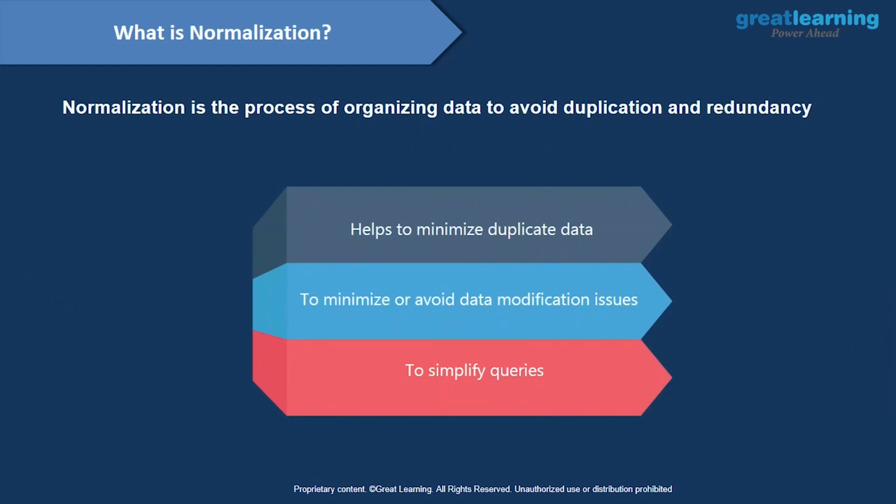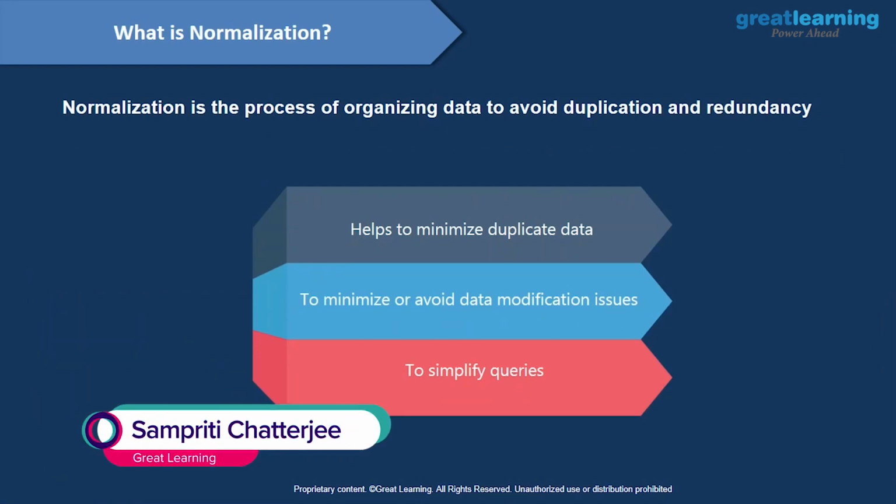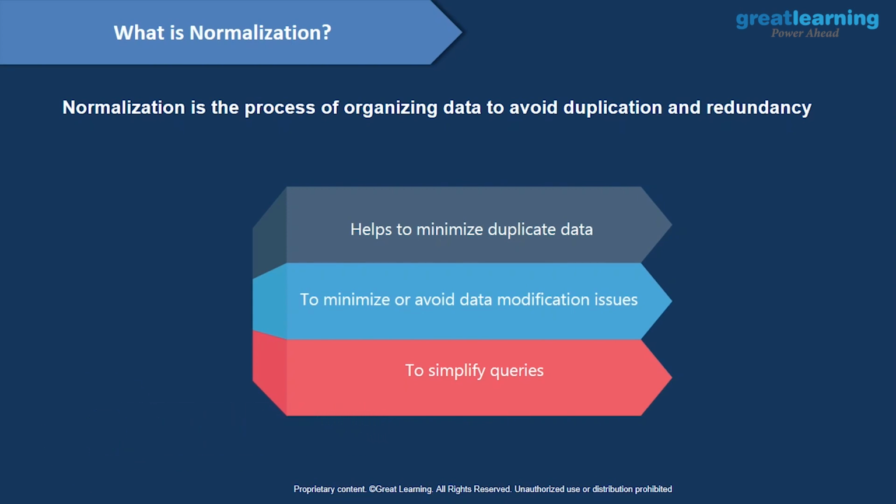Now we will have a look at what is normalization. I was saying that normalization is one of the most useful and most wanted processes whenever you are going to store your data in a database management system. So what is normalization? Normalization is the process of organizing data to avoid duplication and redundancy. It helps to minimize duplicate data. Also, it tries to minimize or avoid data modification issues. To simplify the queries also, we use normalization techniques.